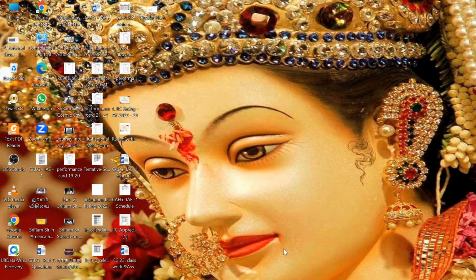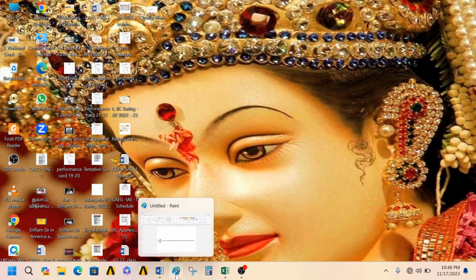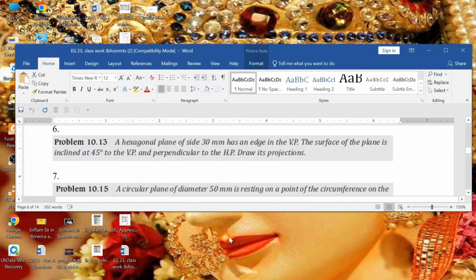Good evening, students. In the last session, we have seen the projections of planes with the condition that a plane is inclined to HP and perpendicular to VP. In this session, we will see a plane which is inclined to VP but perpendicular to HP. Let us consider problem number 10.13.